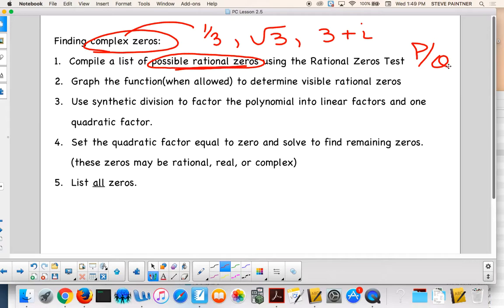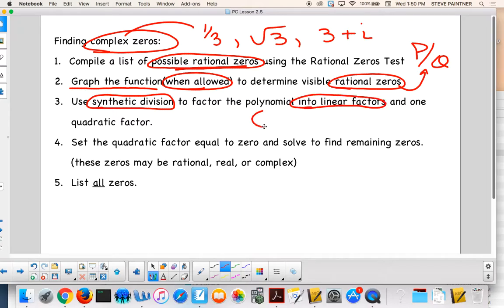I'm trying to tell you, every time you do a problem, do this stuff. Once you get the P's over Q's, then maybe graph the function, and when allowed. What I mean by when allowed: if I allow you to use your calculator to find some of the zeros, that helps to determine the rational zeros. So the calculator helps. It will tell you what they are. Use synthetic division. Once you know what you're going after, use synthetic division to factor the polynomial into linear factors.